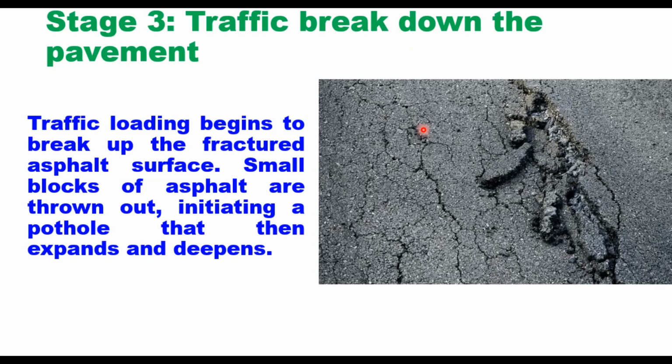And then the third stage is traffic breaking down the pavement. Traffic loading begins to break up the fractured asphalt surface. Small blocks of asphalt are thrown out, initiating a pothole that then expands and deepens. Traffic-induced pumping action of water at the subgrade and subbase interface causes fine soil particles from the subgrade to contaminate the aggregate subbase, resulting in further pavement weakening and further increase in pavement deflection under the load.